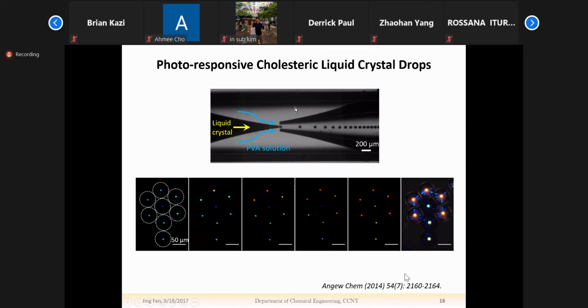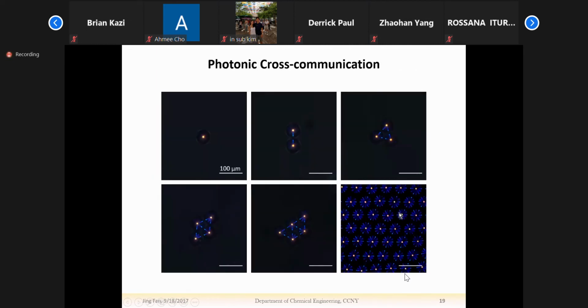Then we use microfluidics to make very small liquid crystal droplets, about 50 microns in diameter. Then we can control the color of each individual droplet. So we can realize some very interesting structures, like a flower structure, or some other structures that I didn't show here.